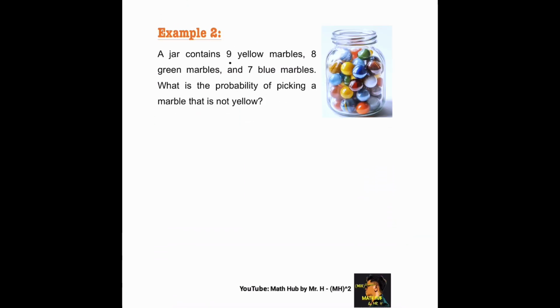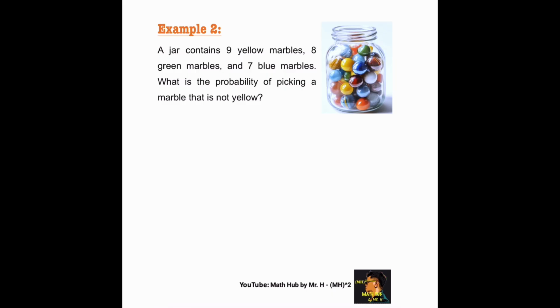A jar contains 9 yellow marbles, 8 green marbles, and 7 blue marbles. What is the probability of picking a marble that is not yellow? By the way, the photo here doesn't really correspond to the question, so we just need to use the information from here. So 9 yellow marbles, 8 green marbles, and 7 blue marbles. To begin with, the event here is picking a marble that is not yellow. So you have to take note of that. It says not yellow.